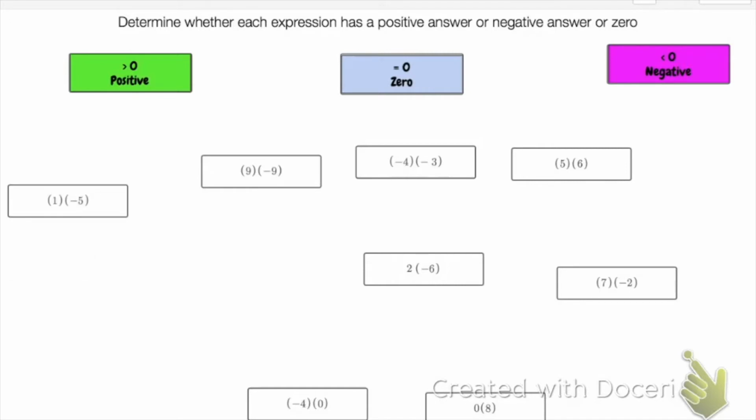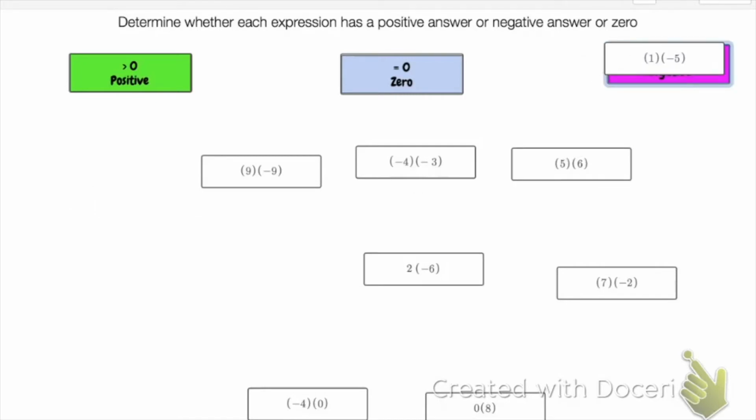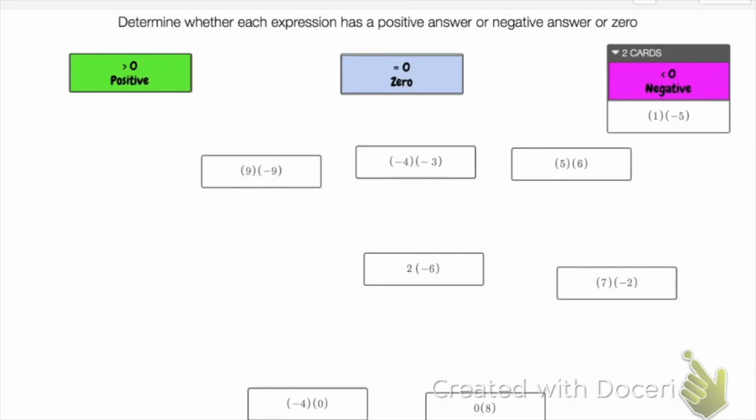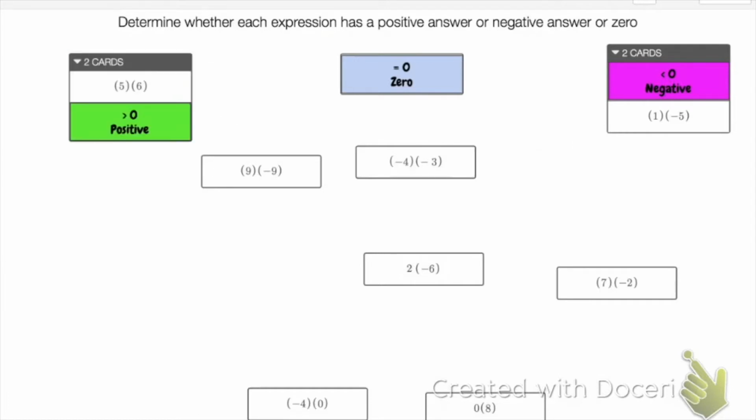1 multiplied by negative 5, which equals negative 5. That is a negative answer. 5 times 6 is 30. So that is a positive answer. 9 times negative 9, negative 81. That is a negative answer.